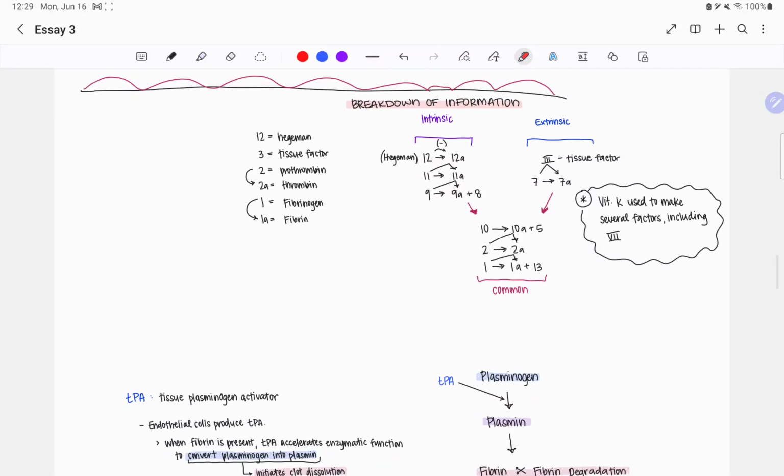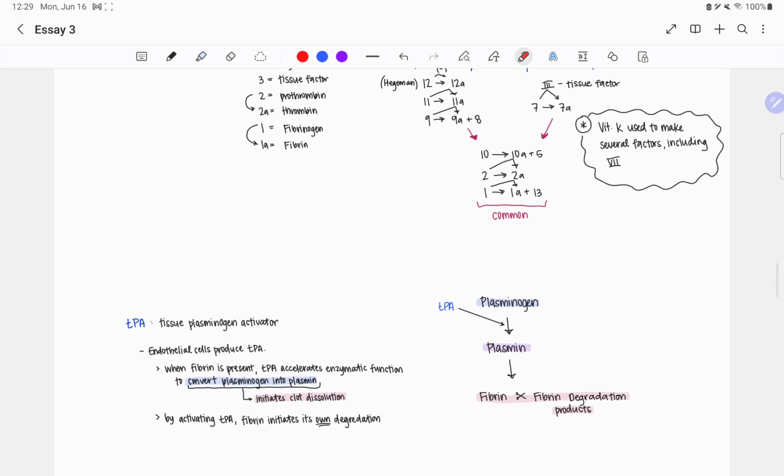This was something we talked about in class. I'm not sure exactly if they want me to teach this or not, but the most important factors that they wanted us to know were these guys right here. So factor 12 is the Hageman factor. Factor 3 is tissue factor. Factor 2 is prothrombin. Factor 2A is thrombin. Factor 1 is fibrinogen. And factor 1A is fibrin.